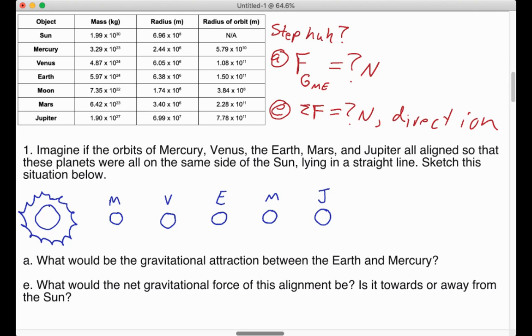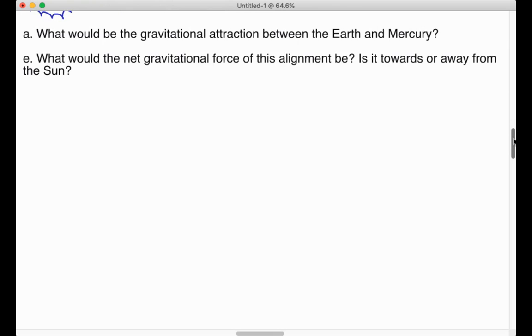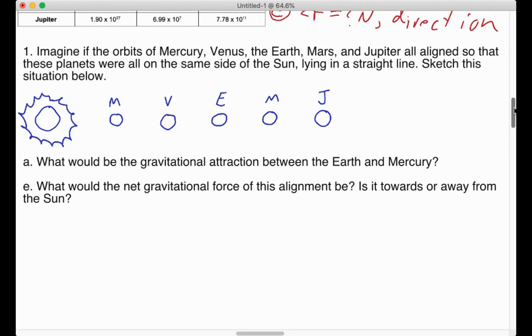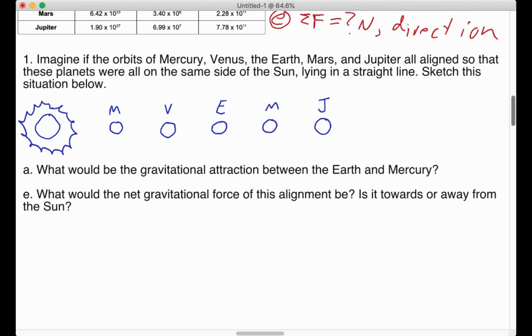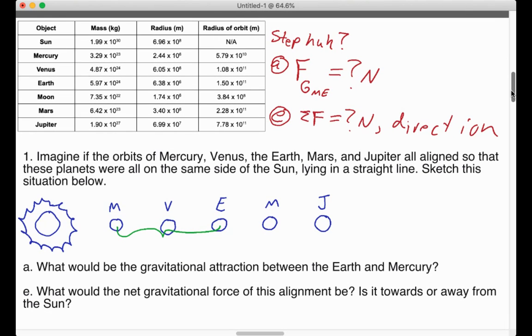So let's get going with this. The first part: what would be the gravitational attraction between the Earth and Mercury? Okay, so to do that, we would need to know the distance. I'll change colors here. The distance between the Earth and Mercury. So if I look at my handy little table up here, do I have that distance? No, I don't. I don't actually have that distance.